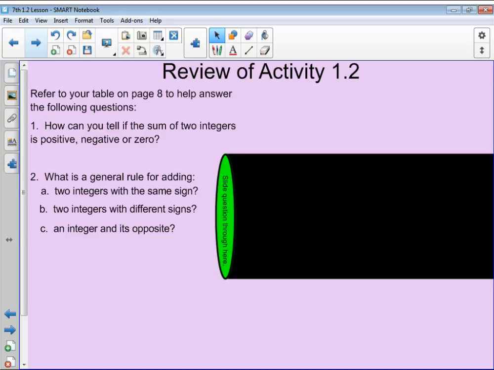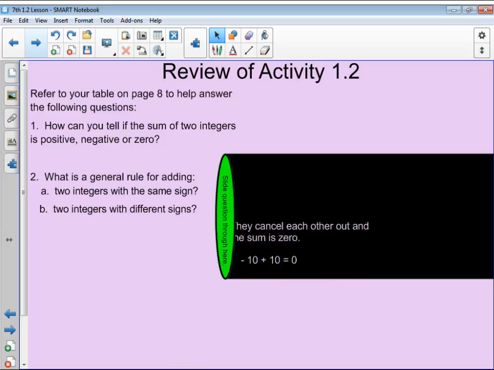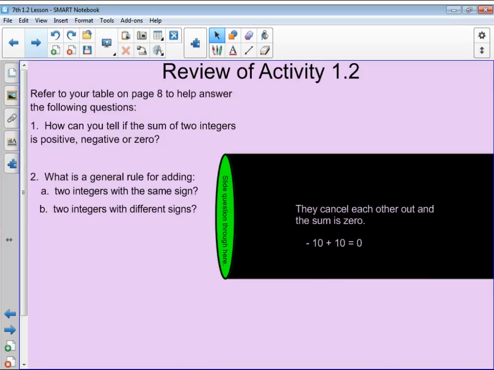An integer and its opposite. So that was this whole 0 thing. They cancel each other out and the sum is 0. So I gave the same example that we just went over: negative 10 plus 10. They both had a digit of 10.